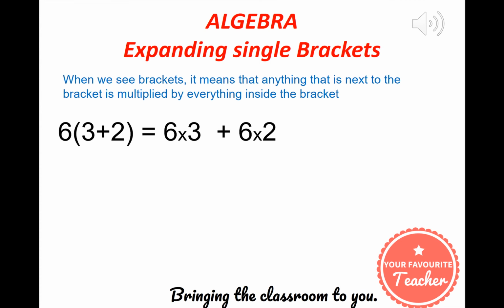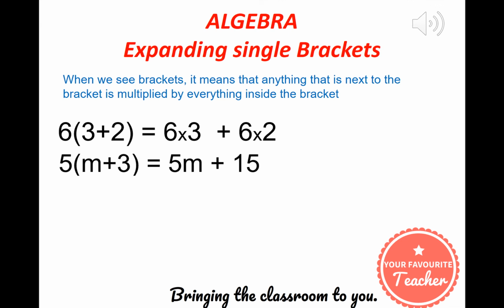This is a simple example, and we have 6 outside the bracket, and we have 3 plus 2 inside the bracket. So we say 6 is multiplied by each of those two things. So we have 6 times 3 plus 6 times 2. So that's how we would treat brackets.